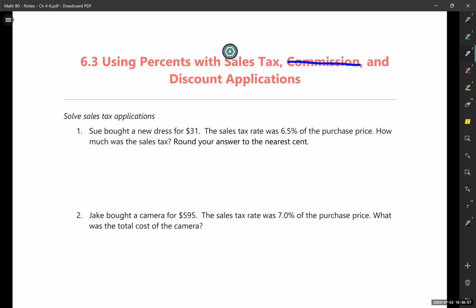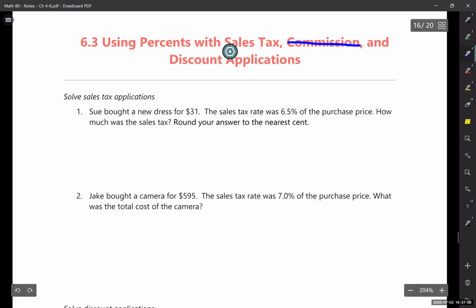So first up, we have sales tax. Sue bought a new dress for $31. The sales tax was 6.5% of the purchase price. How much was the sales tax? So first, I need to figure out what the tax was. That's what I need to find out. I'll tell you how to find the total, but all we're asking for is the sales tax.